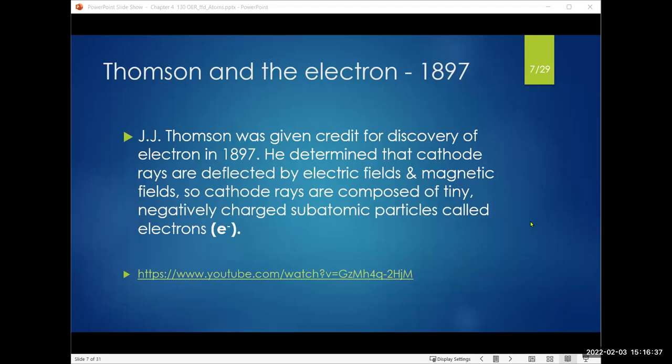Einstein, we're all familiar with him, we all know who he is. But there were other scientists just as good in their field. Einstein was a totally different ball game. So anyway, in 1897, a British scientist by the name of J.J. Thomson is given credit for the discovery of the electron.